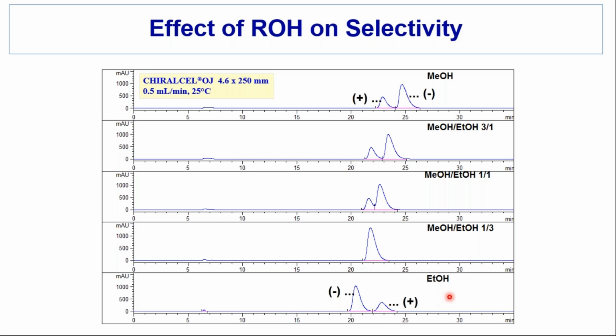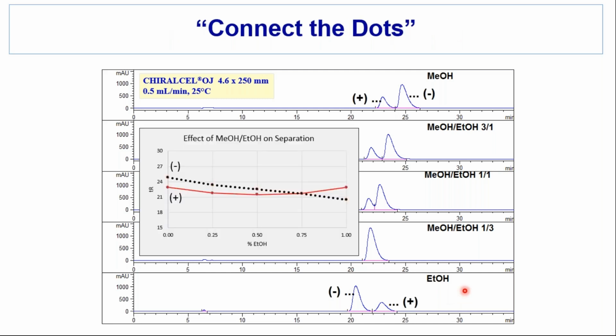Ethanol to methanol, we wouldn't typically use ethanol in reverse phase chromatography because of the viscosity, but we would expect a pretty similar chromatography. Sometimes in chiral separations we see no difference, and sometimes we see a big difference. This is not particularly important to this separation, but it illustrates an example.